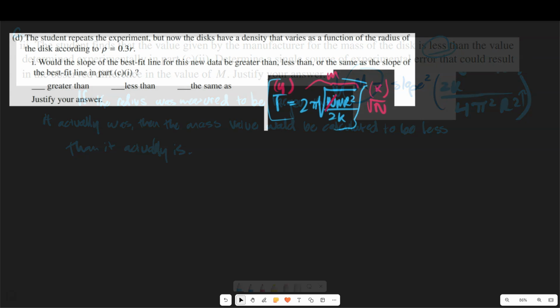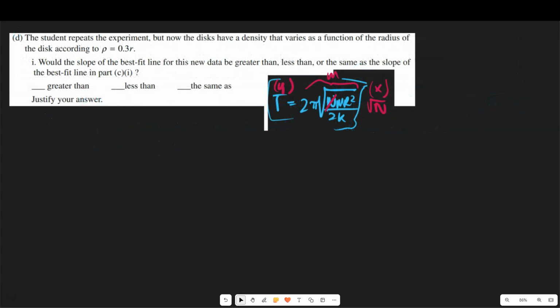Okay, and so part D says the student repeats the experiment, but now the discs have a density that varies as a function of the radius of the disk according to density is equal to 0.3 r. So I want to take a moment to think about what this actually means. If you think about it, we've got density, let's say density of like 1 when r is equal to 1, so that would be 0.3 times 1. Well, then density of 1 is just 0.3.